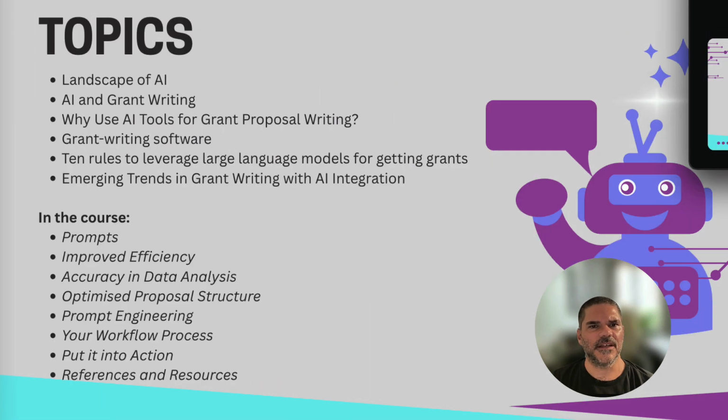So in today's topics, we're going to be talking about the landscape of AI and grant writing, why use these AI tools. We'll have a look at some grant writing software. And then I found a really good article that talked about 10 rules to leverage large language models. And we will be using those 10 rules. And then there's emerging trends in grant writing with AI integration. And that will be the content for this webinar.